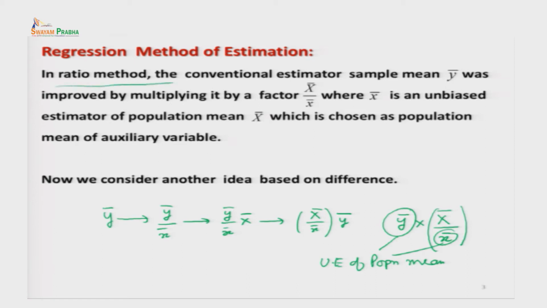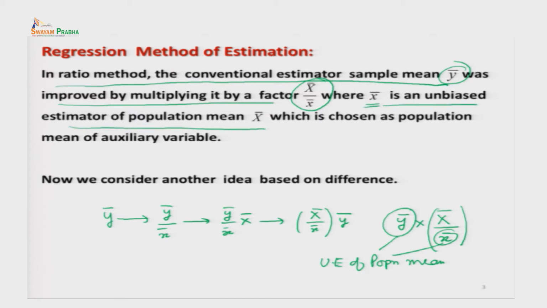In the case of the ratio method of estimation, the conventional estimator, which is here the sample mean small y bar, was improved by multiplying it by a factor capital X bar upon small x bar, that is, the ratio of the population mean of the auxiliary variable and the sample mean of the information on the auxiliary variable. And this small x bar is an unbiased estimator of the population mean capital X bar, which is the population mean of the auxiliary variable, right. So now here you are taking a ratio.